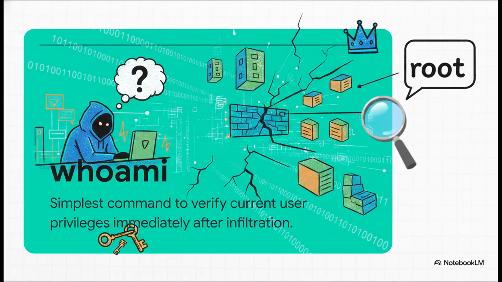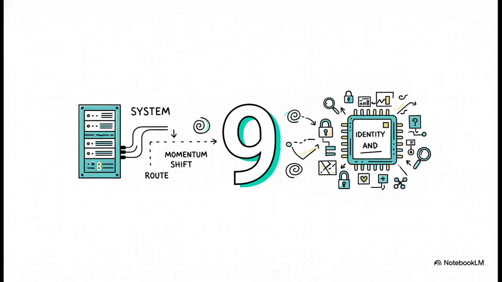When an attacker first breaches a system, they're essentially blind. So what's the very first thing they type? whoami. It's honestly one of the simplest commands in all of Linux, but it carries immense weight. The hacker is basically asking, who am I right now? If the terminal spits back the word root, well, the reconnaissance phase is pretty much over. They know instantly that they hold the keys to the kingdom. Moving right along to number 9.